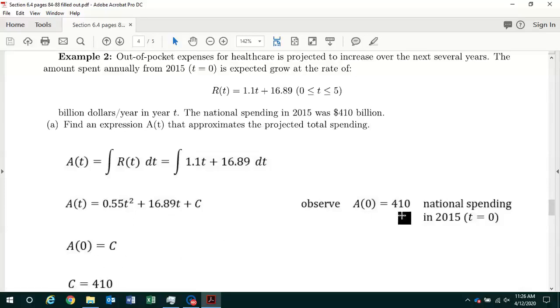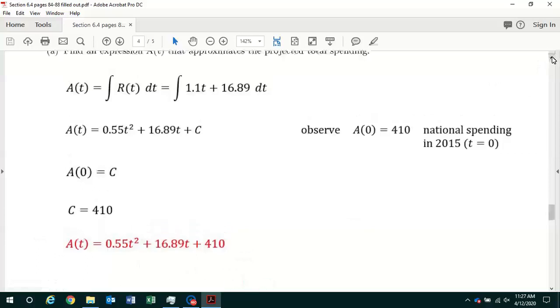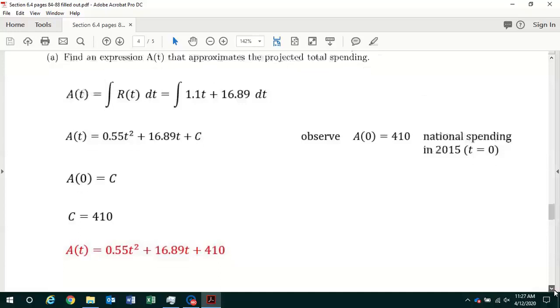But A of 0 is equal to 410, so we have 410 is equal to c, or c is equal to 410. And then when we replace c up here with 410, we get A of t is equal to 0.55t squared plus 16.89t plus 410. So this is the answer to our question in part A. Find an expression A of t that approximates the projected total spending.